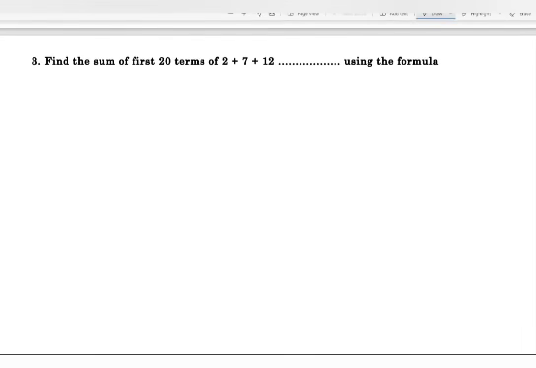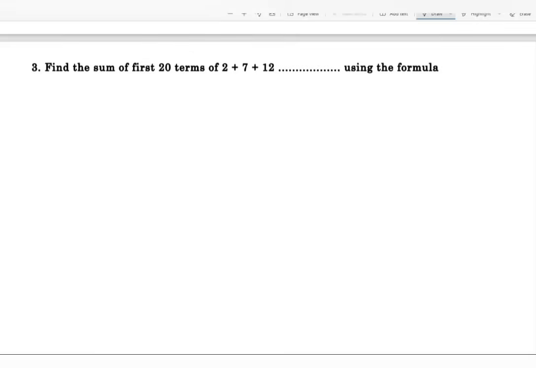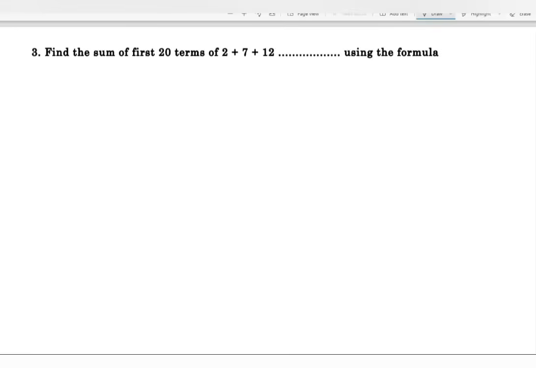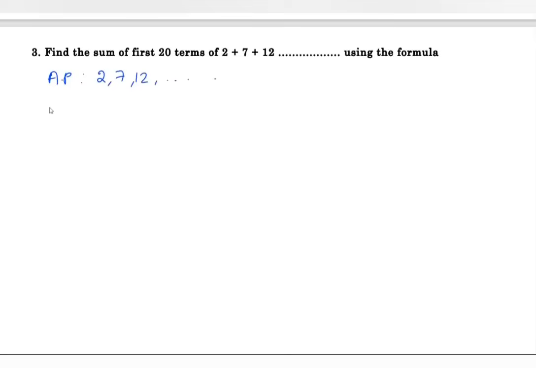Yesterday we missed this very important question, that is finding the sum of 20 terms of the AP 2, 7, 12 and so on. Now what is the first step? First step is write down the given AP: 2, 7, 12, and so on. What is the value of a, d and n? a is 2. d is the difference of any two consecutive terms, that is 7 minus 2 is 5. Next, n is what? We need to find the sum of 20 terms, therefore n equals 20.